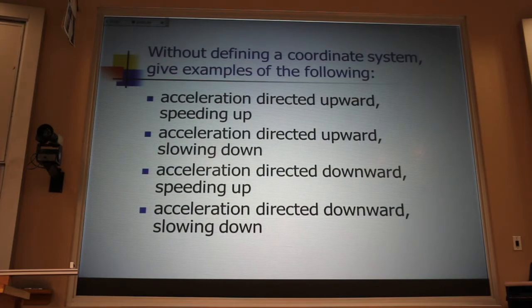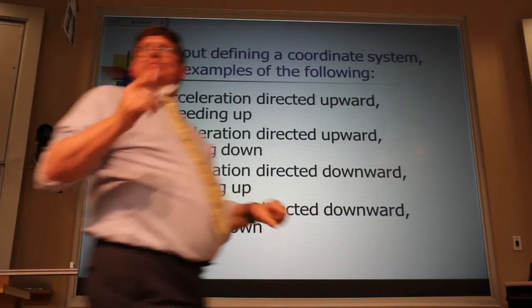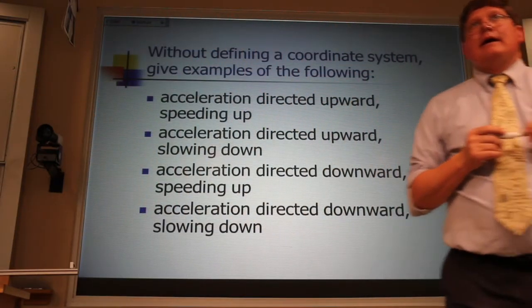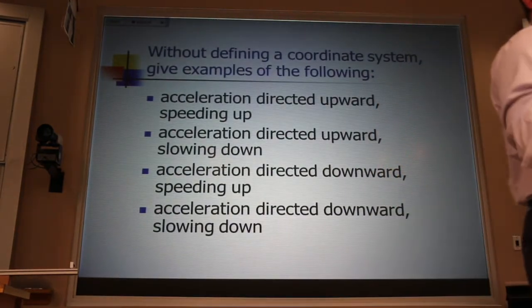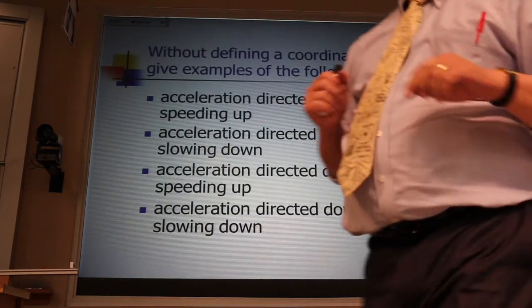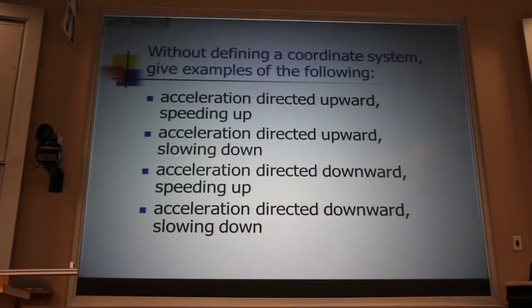Okay. Second case. Acceleration up, slowing down. Who's got an example for me? Back in the back. Riding a bicycle up a hill. Riding a bicycle up a hill, steep hill. Okay. Baseball. Which way is the baseball going? Up. Shooting a rubber band. Which direction? Up. Up. Okay. I just had 3 examples of things going up.